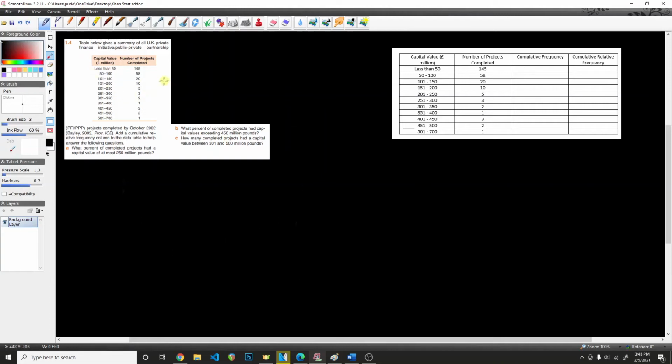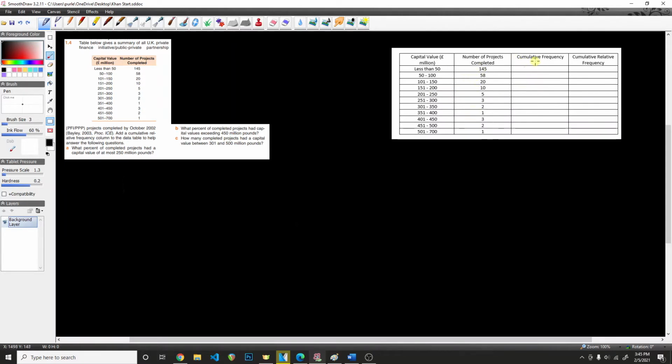For this problem, if you look on the left, we're given a table, and the first thing they ask us to do is to add a cumulative relative frequency column. So I'm going to go ahead and do that, and then we'll look at the actual problems themselves. But if you look at the top right, all I've done is copy over all this data. I didn't change the order of anything. All I did was copy it.